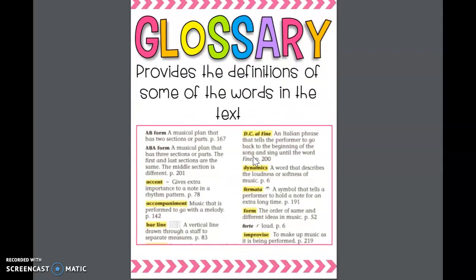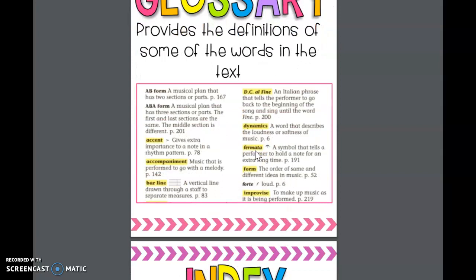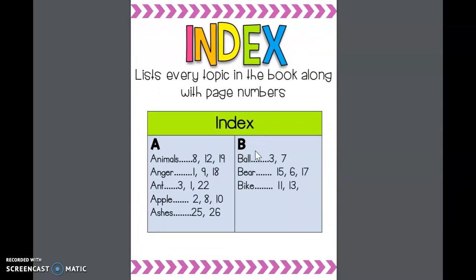Glossary provides the definitions of some of the words in the text. Okay, so if you see a bolded word in your text, it might be in the glossary at the end of the book. And that's kind of like a mini dictionary for that book. So if you see a bolded word, then you can look at the glossary to see, well, what is the meaning of that bolded word? What's the definition? Index lists every topic in the book along with the page numbers. Okay, you'd find this at the end of the book.